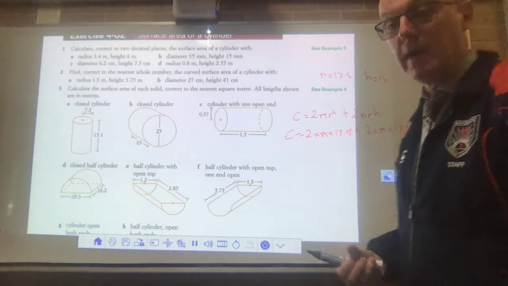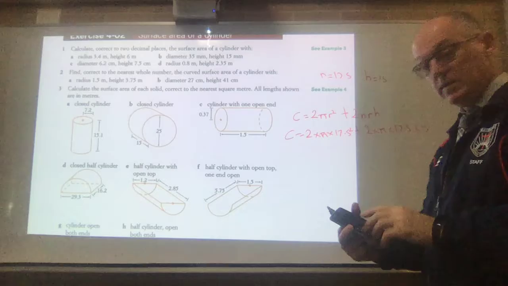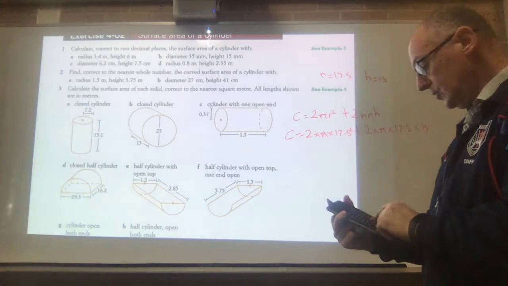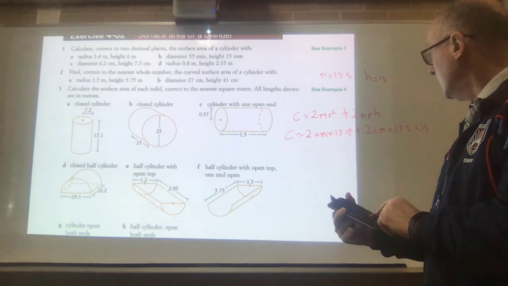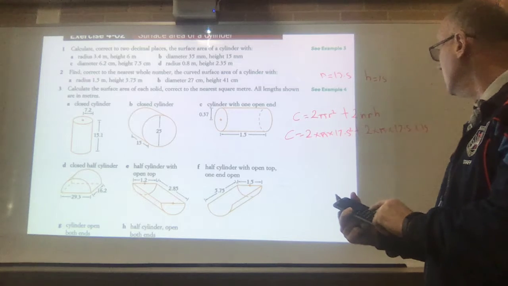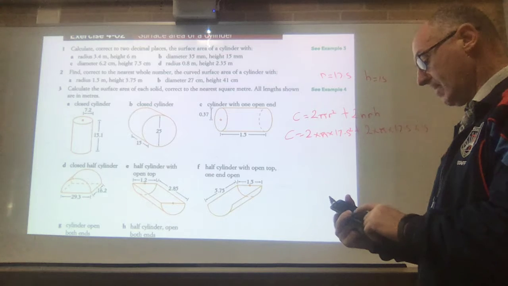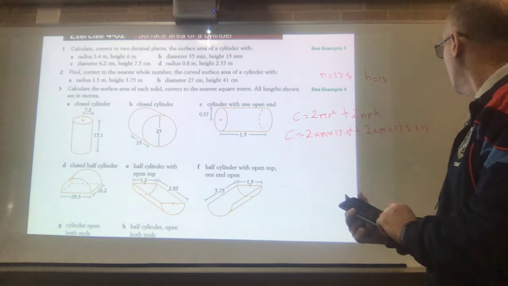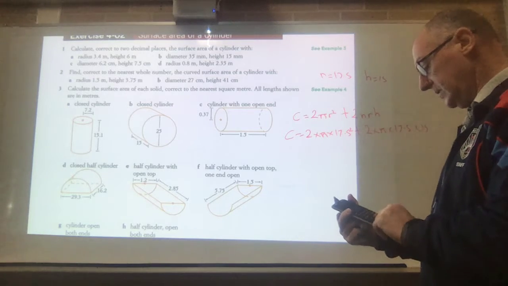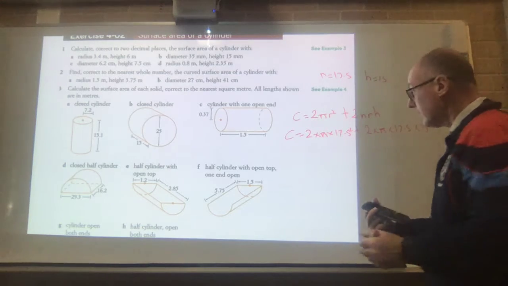So if I quickly do that on the calculator: 2 times pi times 17.5 squared plus 2 times pi times 17.5 times 15 gives me, in millimetres, a bigger answer, but 3573.